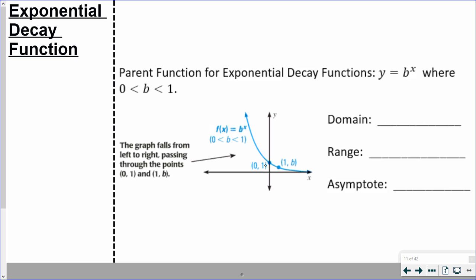It goes through 0, 1, and it goes through 1, b. It also has an asymptote, which for the parent function is y equals 0. Our domain is always all real numbers for both exponential growth and exponential decay, so any of our exponential functions. And then our range matches, so it's y greater than 0, because we're using all the y values above the asymptote.